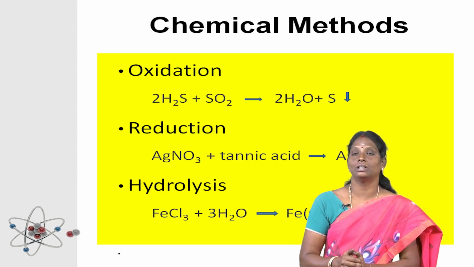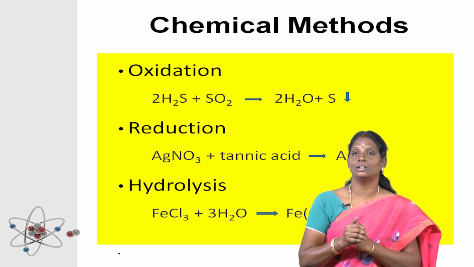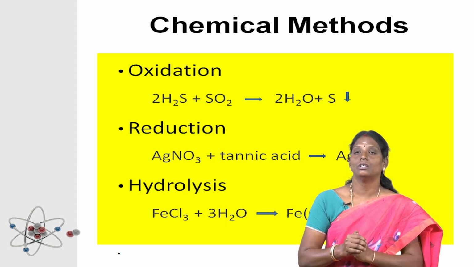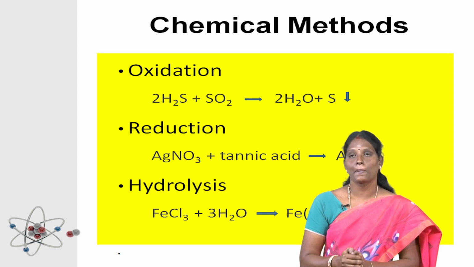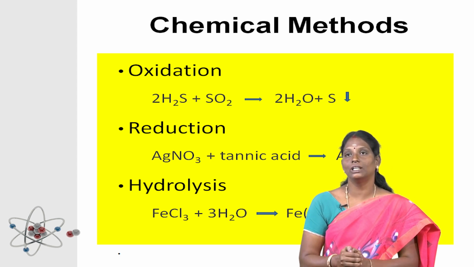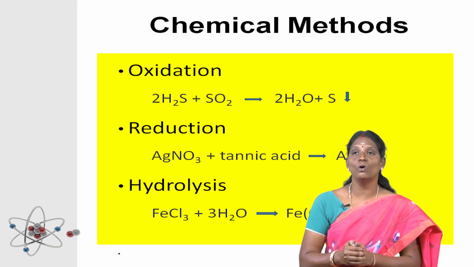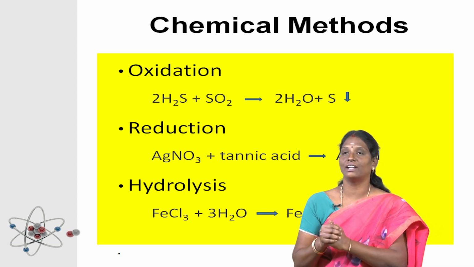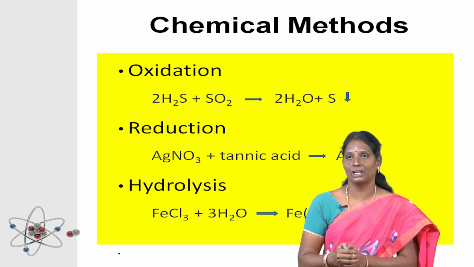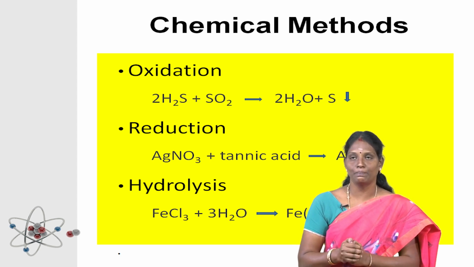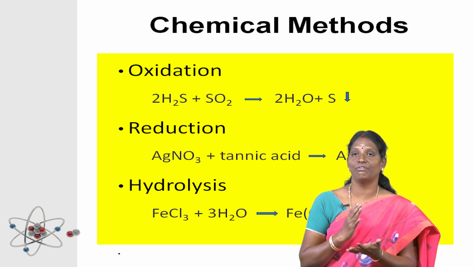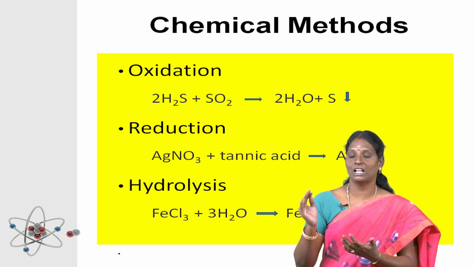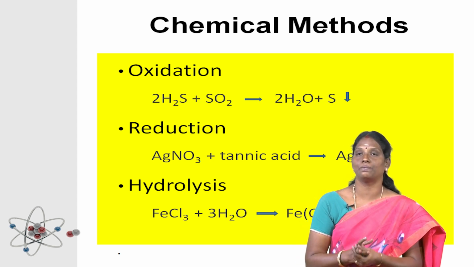What are the 5 methods? They are oxidation, reduction, double decomposition, hydrolysis and change of solvent. First one, oxidation. What is the example for oxidation reaction? A sol of sulfur is produced by passing hydrogen sulfide into a solution of sulfur dioxide. A sulfur sol can be prepared by passing sulfur dioxide using hydrogen sulfide. We get the sulfur sol as precipitate.